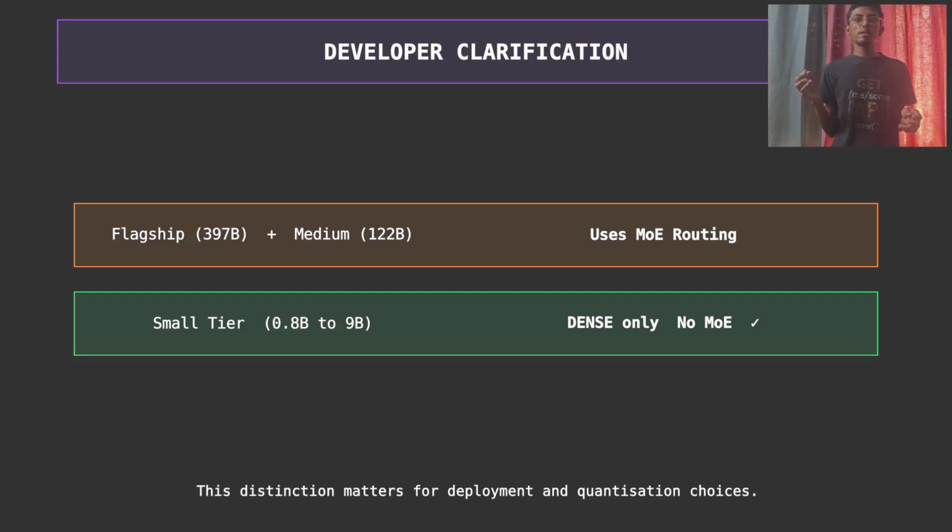So I want you guys to be very clear that the small models are dense models, while the medium and large models are the ones which have the MoE. Because there are images that are going around with Qwen 3.5, MoE, all of those architectural changes being mentioned. But be very clear that the small models are not MoE models but are dense.